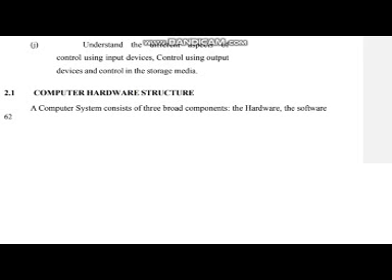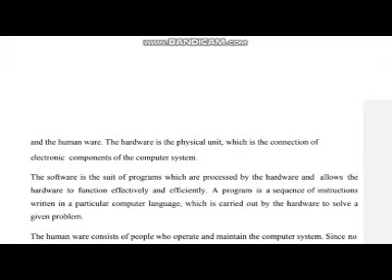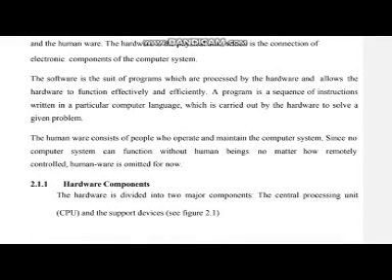A computer system consists of three broad components. The hardware, that's one. Number two, the software. And number three, the humanware. When you talk about the humanware, you are talking about you, the individual who is operating the application or this computer system. That's the humanware.